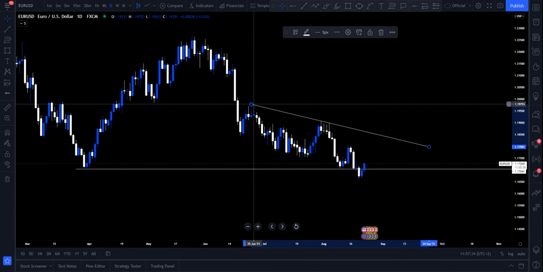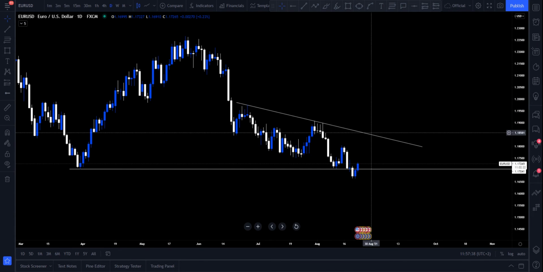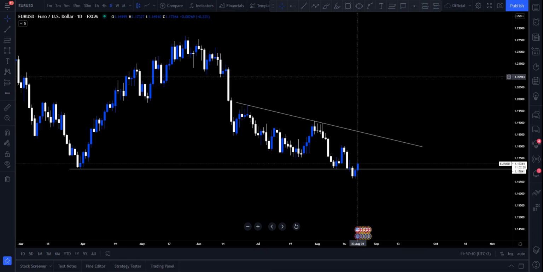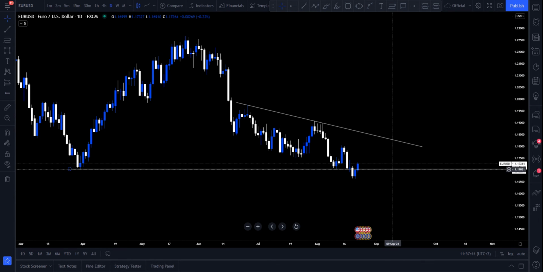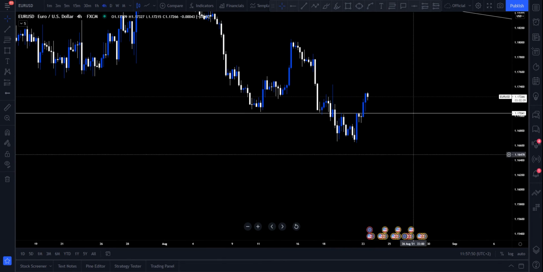I'm not saying that we could not push through this high right here and then push to the upside, and then kind of push to 1.20 or something like that. But yeah, this is on the higher time frame. If you go to the lower time frame, for example the 4 hour time frame, this is how it looks.